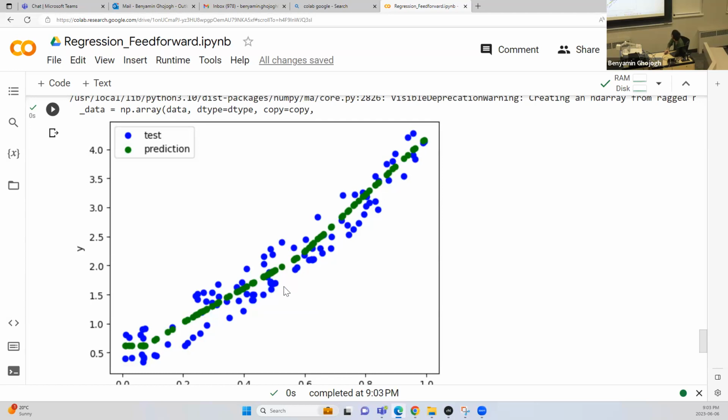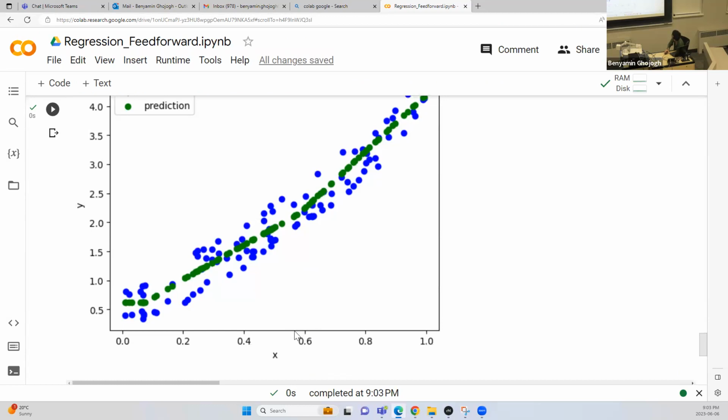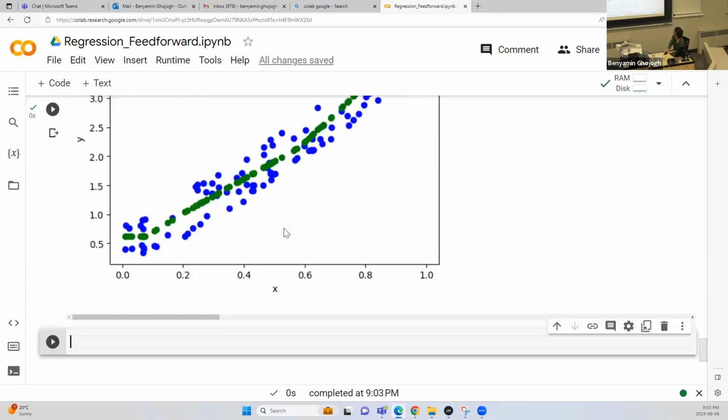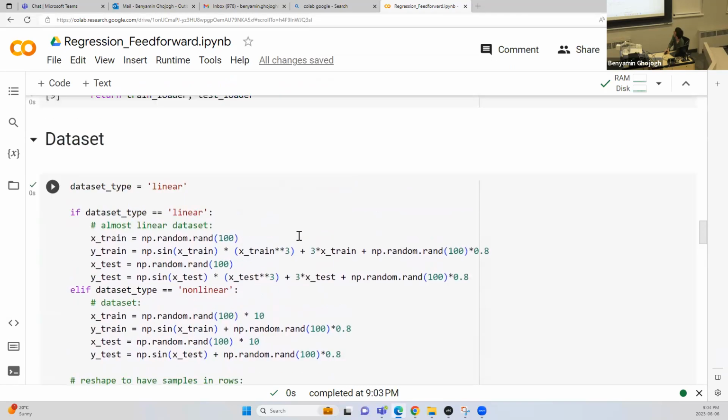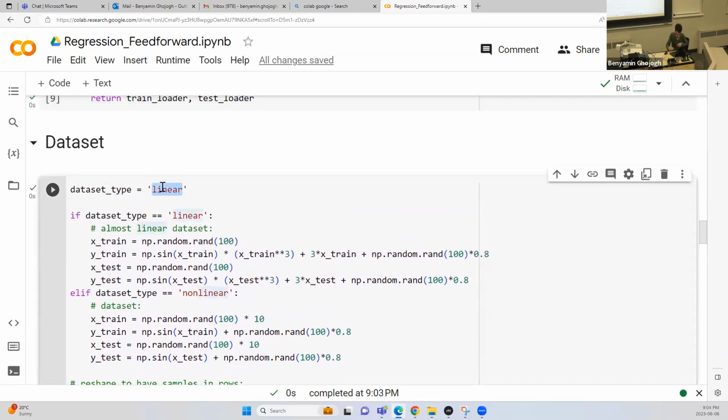For example, for this blue one, for X about 0.6, it's here, and it predicts this green. Do you see my cursor? Although there is an error, the error is minimized because of minimization of the mean squared error loss, right? So as you see, it's very good. Now let's see the result for the nonlinear dataset which I made.